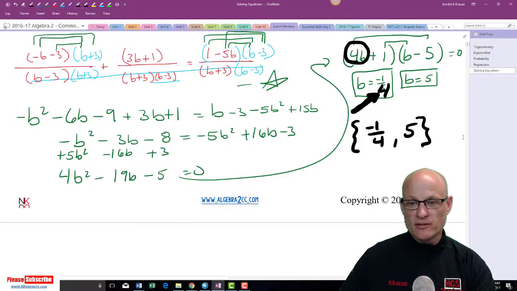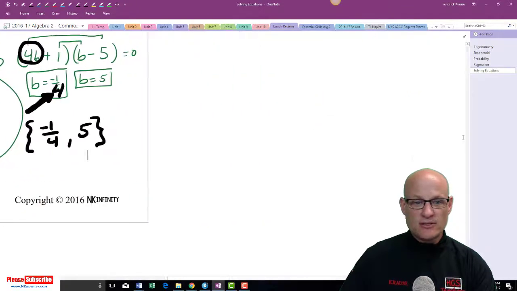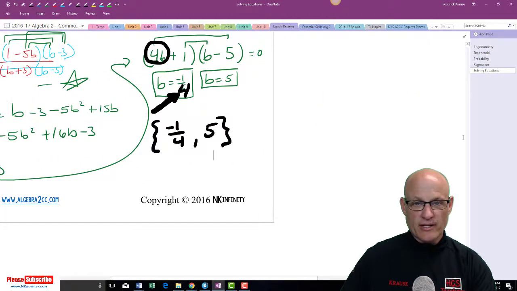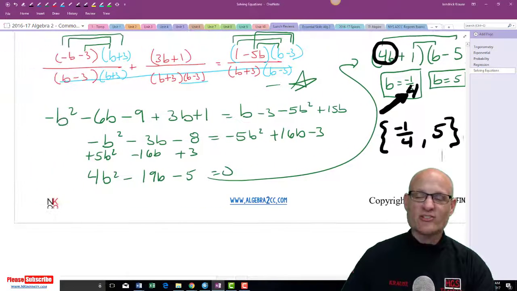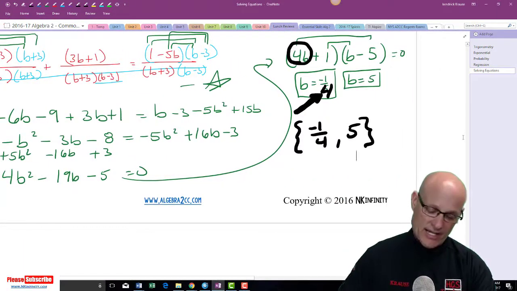Hopefully my head's not in the way. There it is, negative 1/4 and 5. And there it is. And you're going to put that in. Okay, so check. Please check everything. I cannot stress that enough.